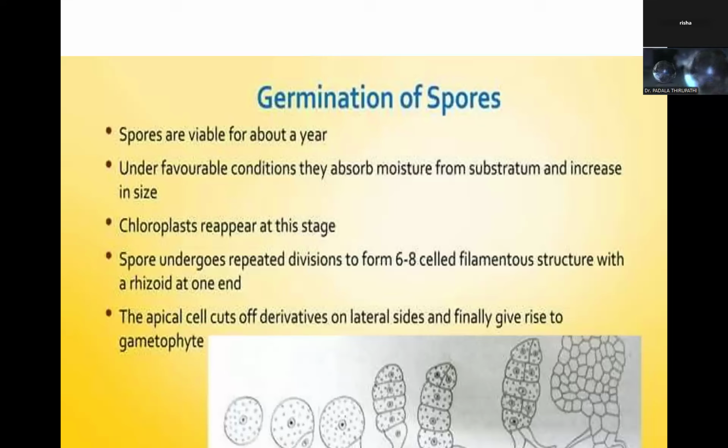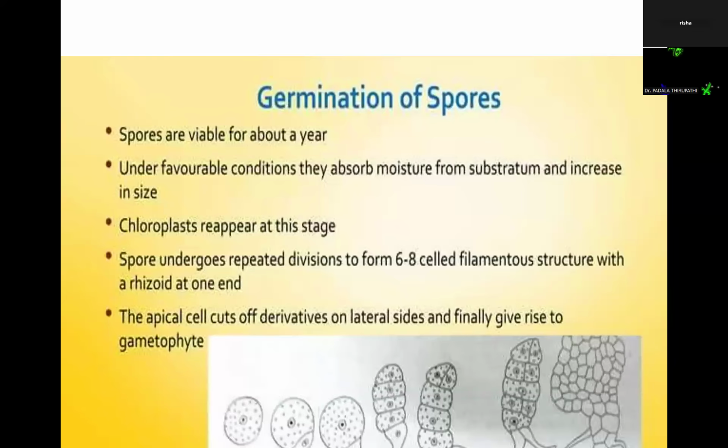So it is a protonema-like structure. The spores germinate to produce the protonema. The protonema will produce the gametophytic plant body, that is the thallus of Marchantia. So with this, the life cycle of Marchantia is finished.